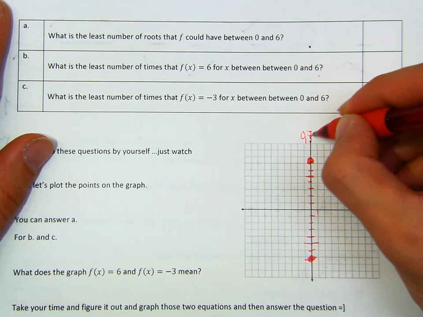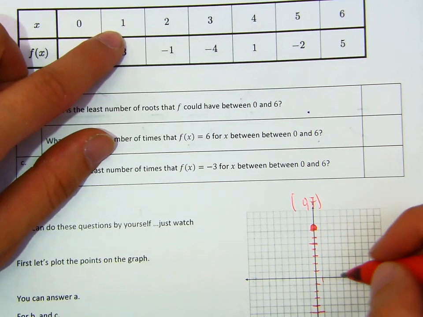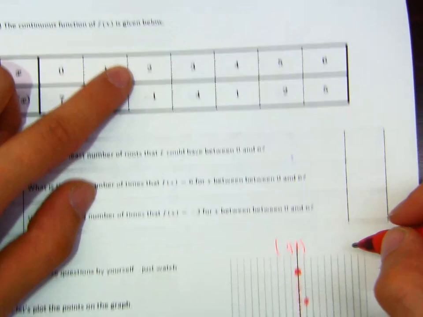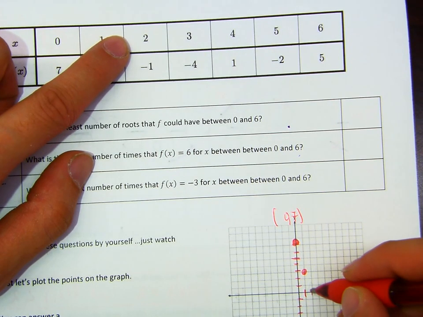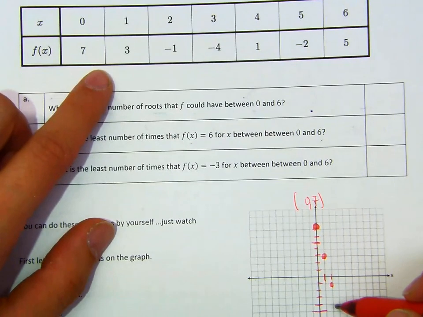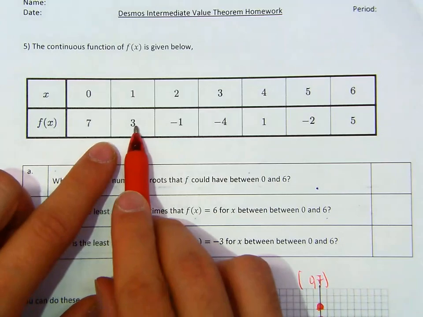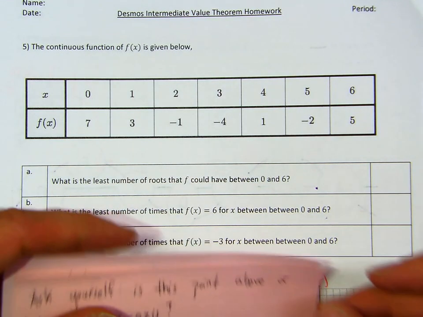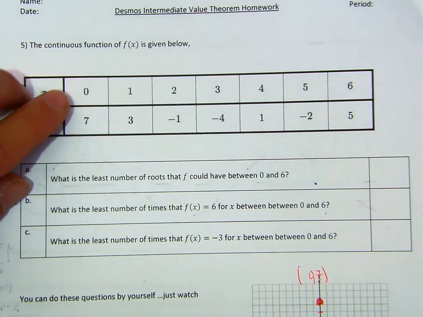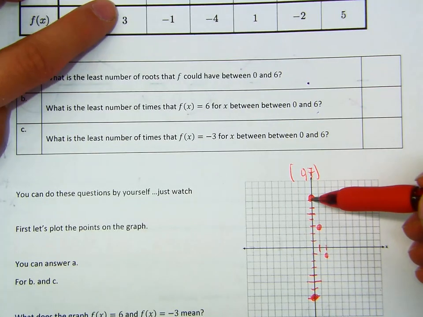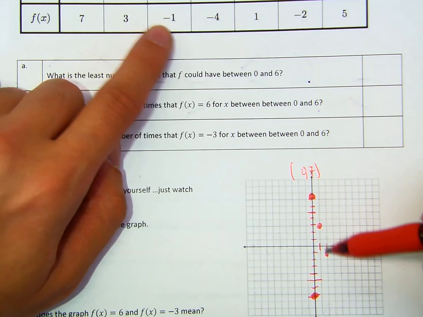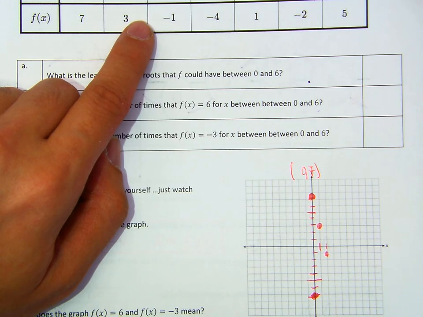0, 7. Okay, where's the next point? It's 1, 3. So 1 and then 3. Then you have 2, negative 1. Boom. Notice what happened from this point to this point? Look what we did before. You had to ask yourself, is this point above or below the x-axis? This point is above the x-axis. This point is above the x-axis. This point is below the x-axis. So you know that in between these 2 points, oh my God, hold on.